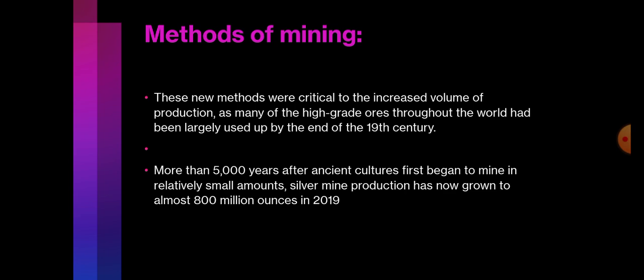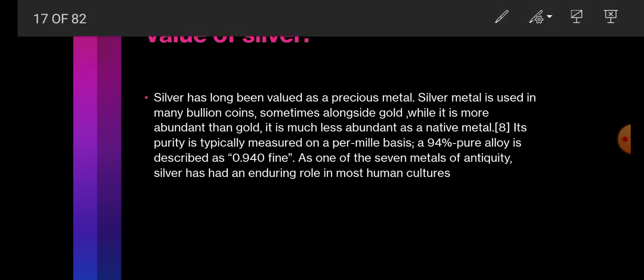Methods of mining. New methods are critical to increased volume of production, as many of the high-grade ores throughout the world had been largely used up by the end of the 19th century. More than 5,000 years after ancient cultures first began to mine in relatively small amounts, silver mine production has now grown to almost 800 million ounces in 2019.